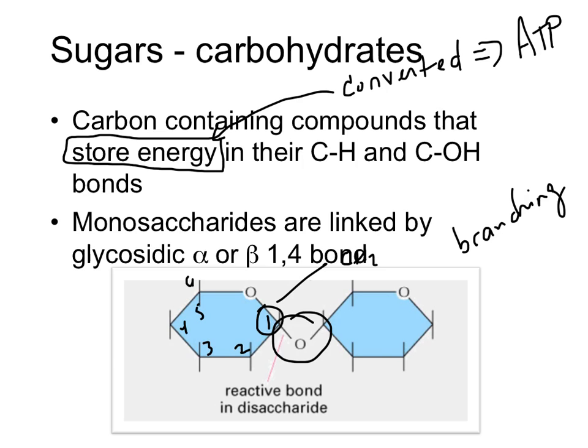Now, the bonds that contain the most energy are the carbon-hydrogen bonds and the carbon-hydroxyl bonds. And there's a lot of these, right? We just showed you the structure, and the fact that sugars have a lot of these carbon-hydrogen and carbon-hydroxyl bonds means that sugars have a lot of energy stored in them. That's probably the number one function of sugars and carbohydrates, the storage of energy.